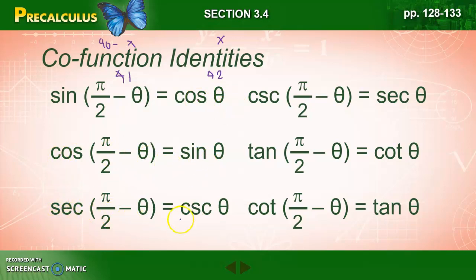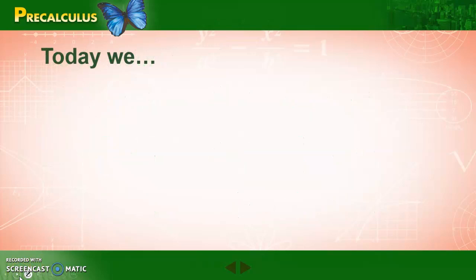The secant of one equals the cosecant of the other. Cosecant of one equals the secant of the other. The tangent of one equals the cotangent of the other, and the cotangent of the first one equals the tangent of the second. What you really need to know is that sine and cosine are paired together, secant and cosecant are paired together, and tangent and cotangent are paired together in these cofunction identities.